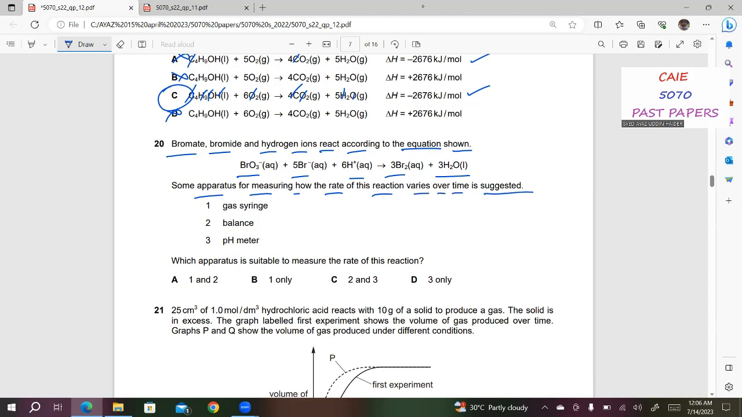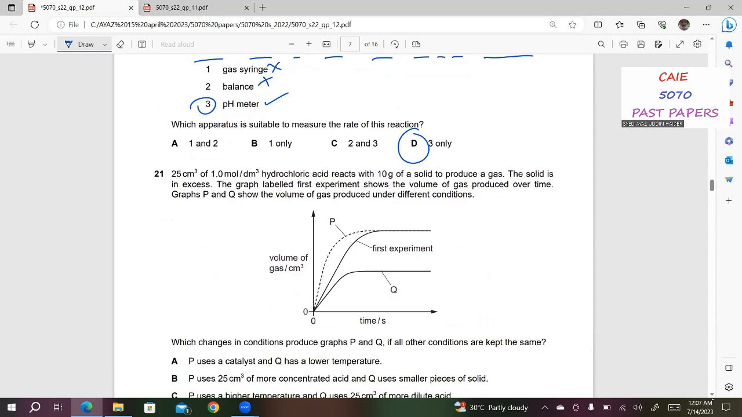So there's no gas produced in this reaction. So automatically choice 1 is wrong. No need to use the balance. Here we don't have any change in mass. So only 3 seems correct to me because it involves the use of a pH meter, because there's H plus ion on the left hand side of the equation, which means the pH is low at the beginning of the reaction, and as the reaction progresses the pH increases. So we need a pH meter for this. So choice D will be the correct one for this question.